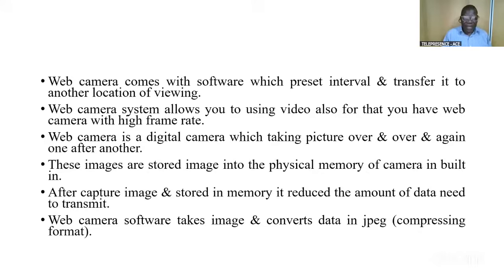A web camera is a digital camera which takes pictures over and over again, one after the other. These images are stored in the physical memory built into the camera. After capturing an image and storing it in memory, it reduces the amount of data needed to transmit. Webcam software takes the image and converts the data into JPEG, a compressing format.